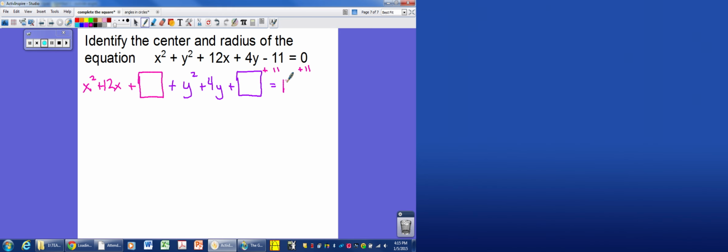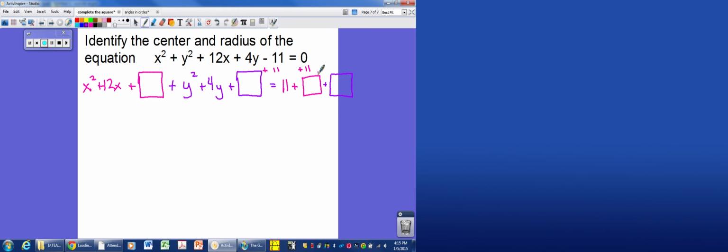Remember, step number 1, get rid of this number, so plus 11. Okay, get your x things together. So x squared plus 12x plus a box. I know I'm going to need a box, so I put it in here. Now we do the same thing with our y's. Y squared plus 4y plus a box. Equals, on this side, our 11 plus your pink box plus your purple box.